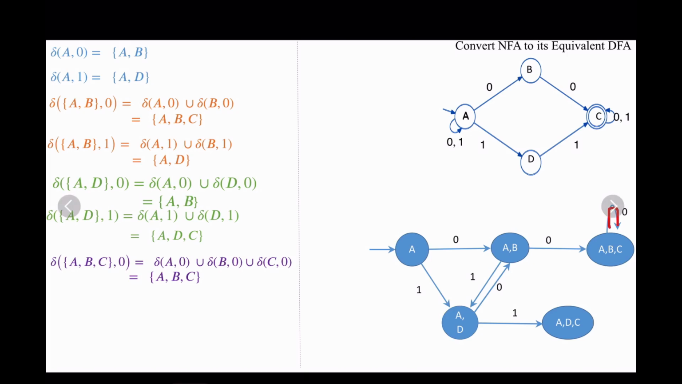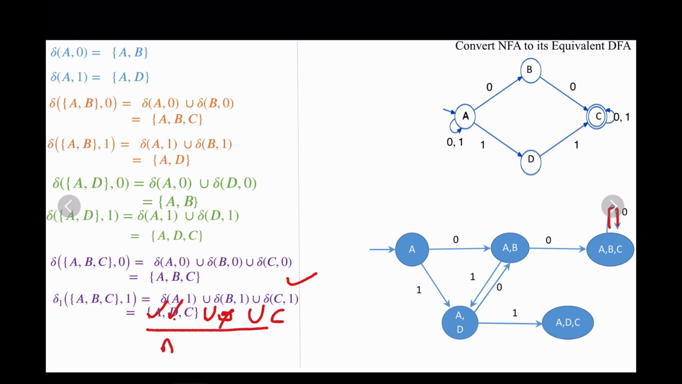Then for ABC on 1, if I split like this, A on 1 goes to A and D, B on 1 is phi with no transition, and C on 1 goes to C. Altogether you will get ADC. So give a transition like this. I hope you understood this.